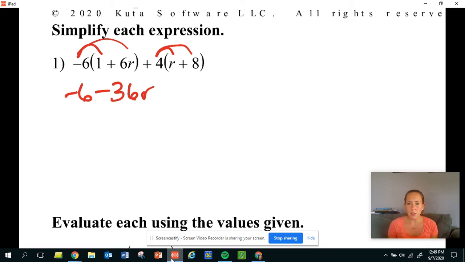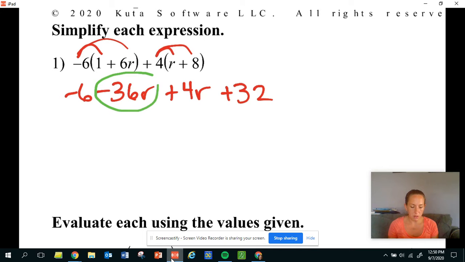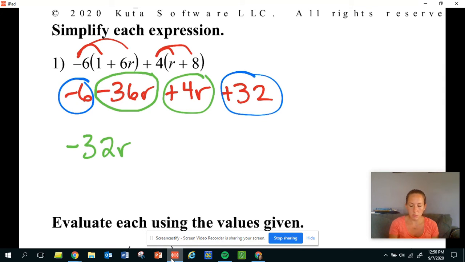If there's just an r there, it's like having a 1r. So when I multiply by 4, I'm going to get 4r. And then 4 times 8 is 32. So now I have to combine like terms. So I'll just start with my r's. I have -36r and +4r. So if I add those together, I'll get -32r. Then I've got my constants, and I want to add those together. -6 plus 32 is 26. And then you're all done.